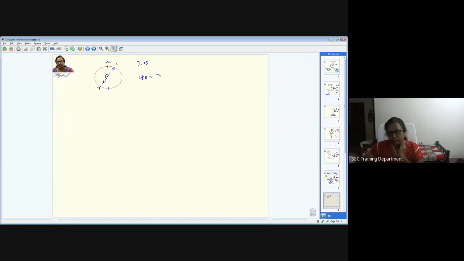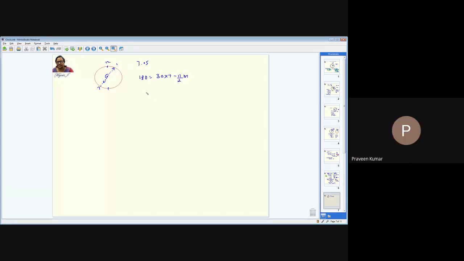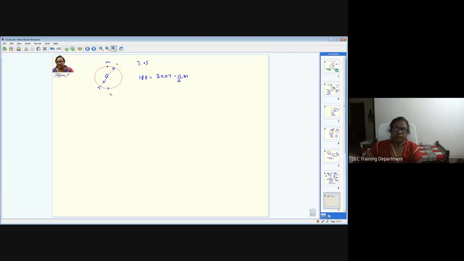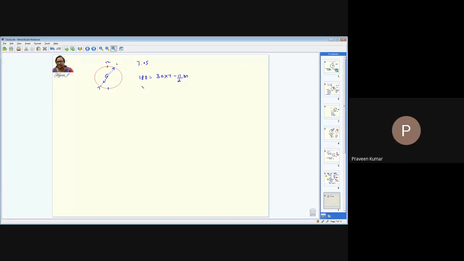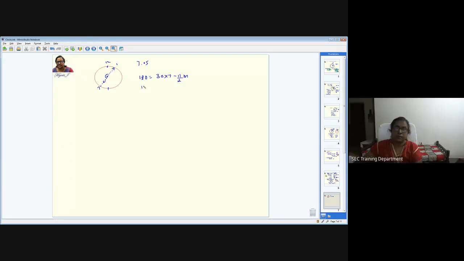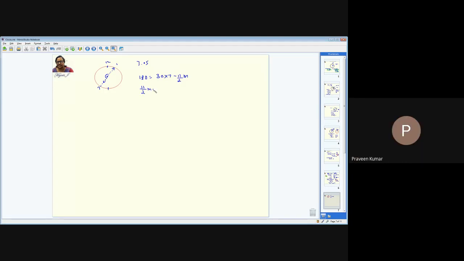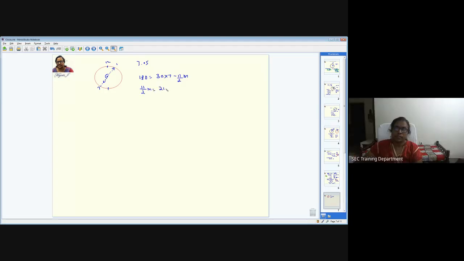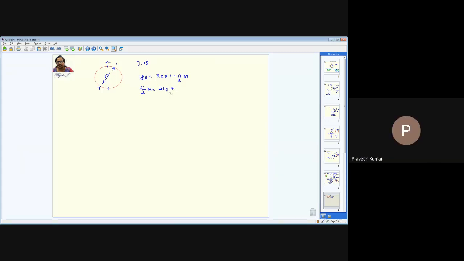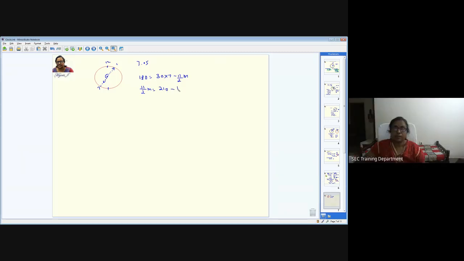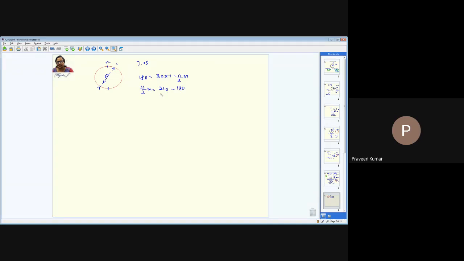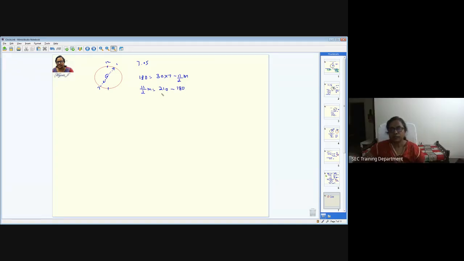Write the same formula. 30 into 7 minus 11 by 2 m, minus 7 by 2. This way or that way, both are same. Don't worry about it. So 11 by 2 m equals, this is 210, sorry, not plus, it's minus 180. So what is 210 minus 180?